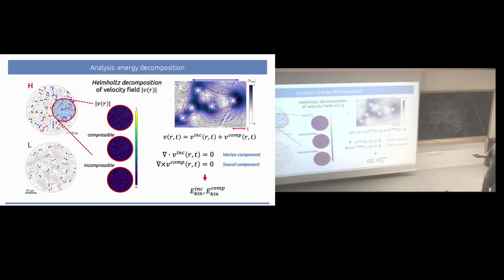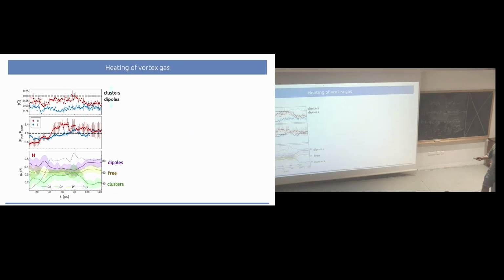Then, moving forward, we apply the Helmholtz decomposition to the velocity field. We extract the compressible and incompressible parts of the velocity, which are associated respectively with the sound component and the vortex component, so we can compute the incompressible and compressible kinetic energy spectra. And finally, we also calculate the clustering correlation function. We take all these observables and gather them all together. So we have the correlation function on the top, the ratio of compressible energy in the middle, and these three different classes of vortices on the bottom.